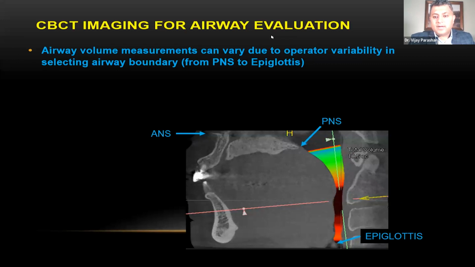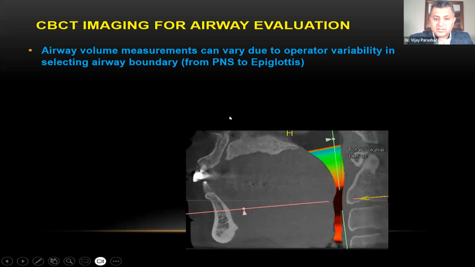So here we have airway volume measurements. What are some of the things that we need to be conscious of? The airway volume, total volume, depends on the two points that the operator is picking. So we go from posterior nasal spine all the way down to epiglottis. And on this image, I've tried to show you what these anatomical structures are.